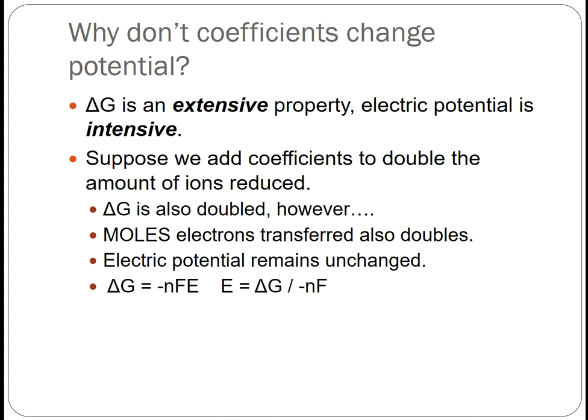So if we add coefficients and we double the amount of ions involved, you are going to double the delta G, because delta G is extensive. So if we rearrange this term a little bit to solve for E, if you double the amount of stuff, or multiply it by any factor at all, you double that value right there. You do double the delta G, but you also change N by the same factor. So whatever you change this by, when you change the coefficients, you change this by the exact same factor. So solving for E here, electric potential is going to remain unchanged. Boom, math.